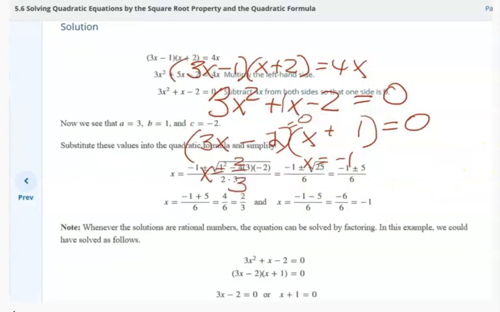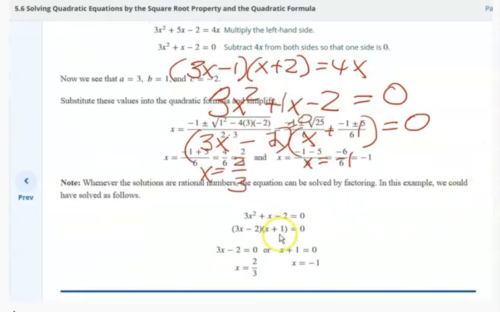And going down a little further, they're showing you it does factor. So anytime in the quadratic formula you get answers that look like this, with no radicals, then that could have factored. Okay, let's see where we are.